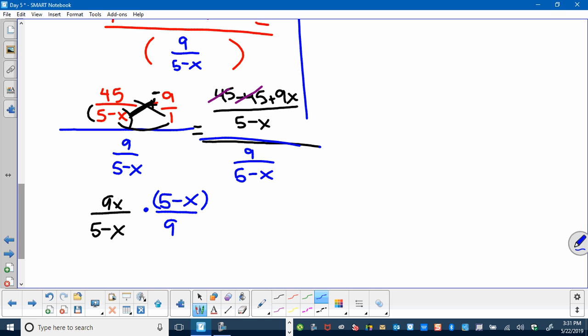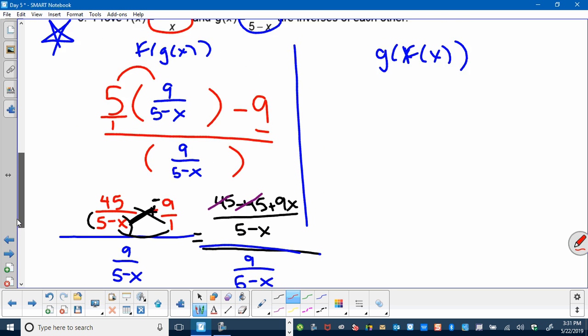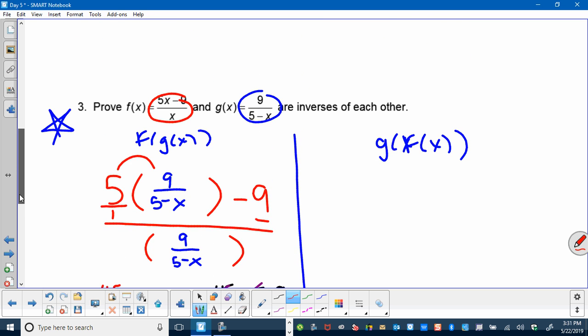If you want parentheses here to make you feel better, you can. And almost cancel. Oh my God, guess what? That leaves you with 9x over 9, which cancels and just gives you x left over. Hey, process. Breathe. You are okay. You are a smart human. If you didn't understand it, go back and watch it again.